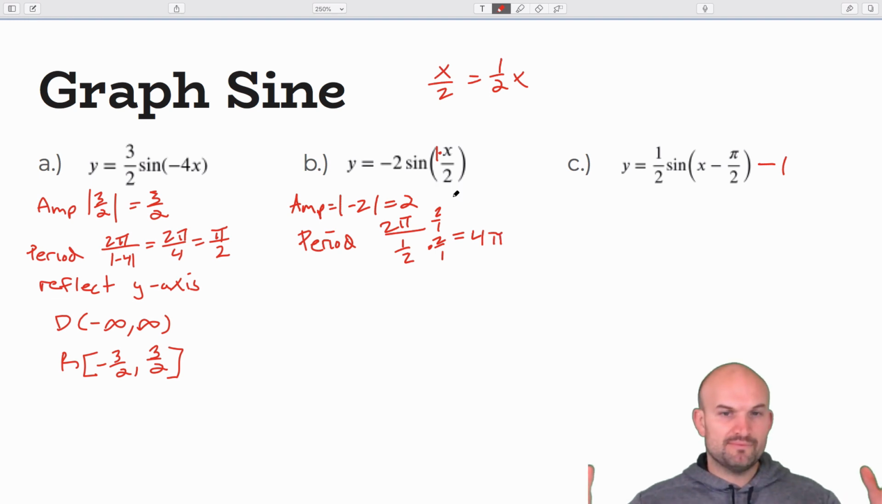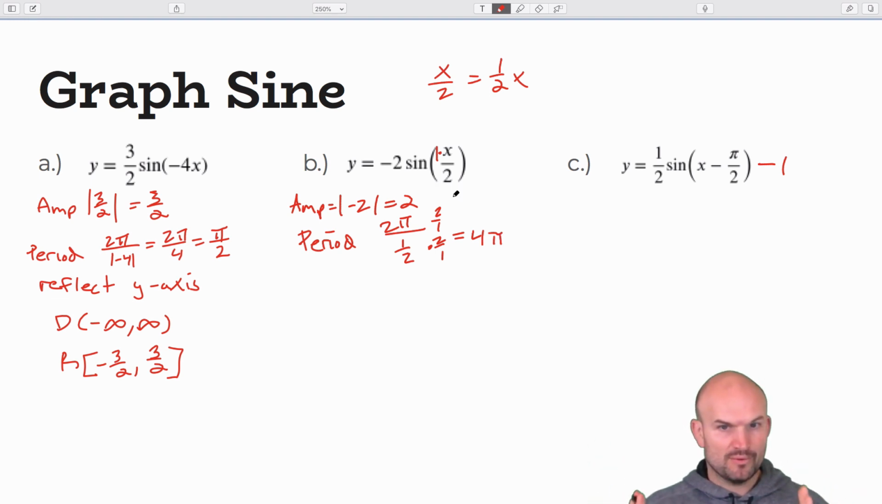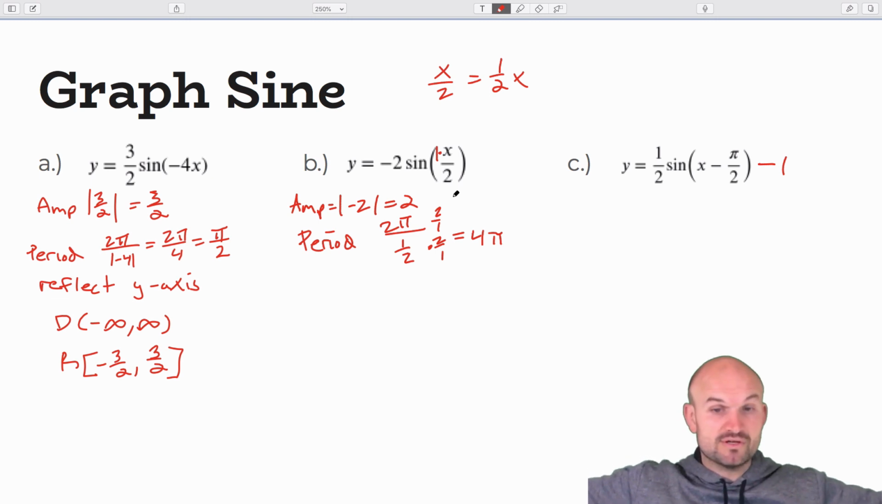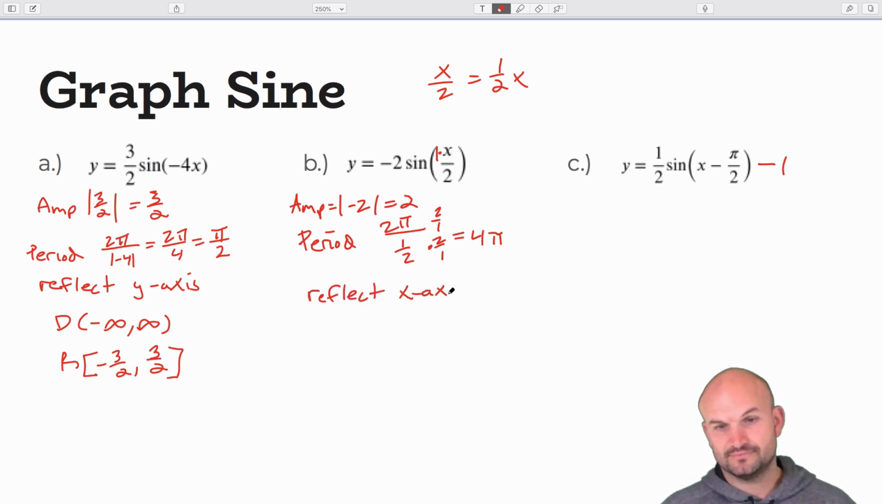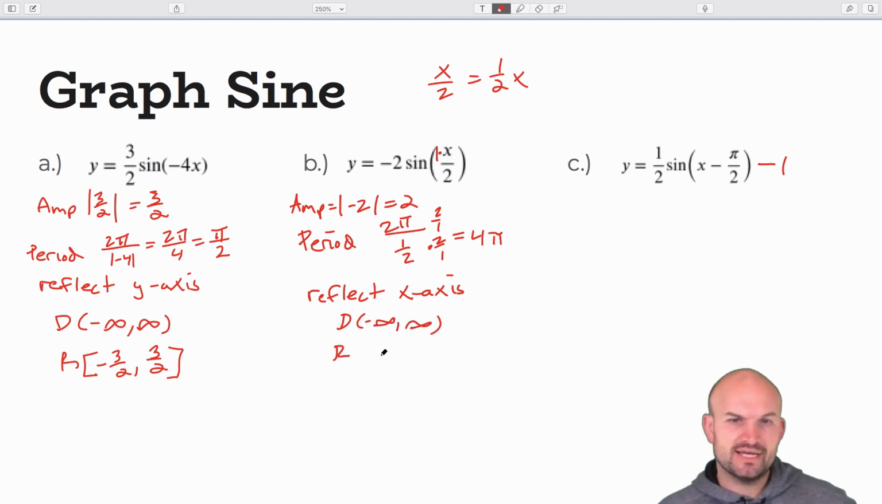So instead of the period being 2 pi, when you multiply by 1/2, it stretches the graph horizontally to 4 pi. There is no phase shift. There is no vertical transformation. Again, I am now reflecting about the x-axis. So now I'm reflecting about the x-axis, and then the domain is still the same. And the range, though, is now going to be from -2 to +2.